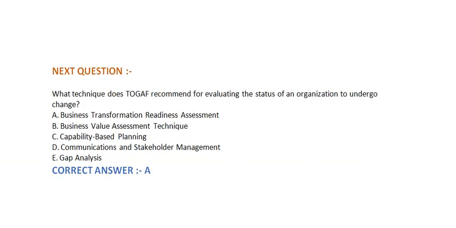Next question is, what technique does TOGAF recommend for evaluating the status of an organization to undergo change? Option A, business transformation readiness assessment. Option B, business value assessment technique. Option C, capability-based planning. Option D, communications and stakeholder management. And option E, gap analysis. And the correct answer is option A.